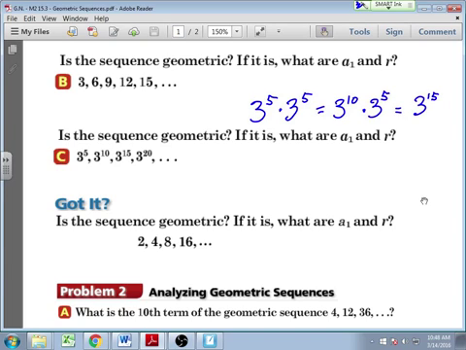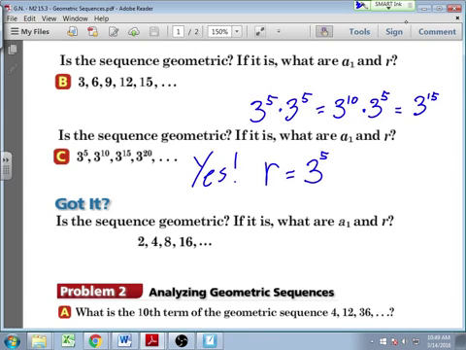So yes, this is geometric, and my ratio is actually 3 to the 5th, which we could evaluate and write out in its simplest form, just with the number. Or we can just leave it like this, because it makes it nice and easy for me to see. Good catch there.